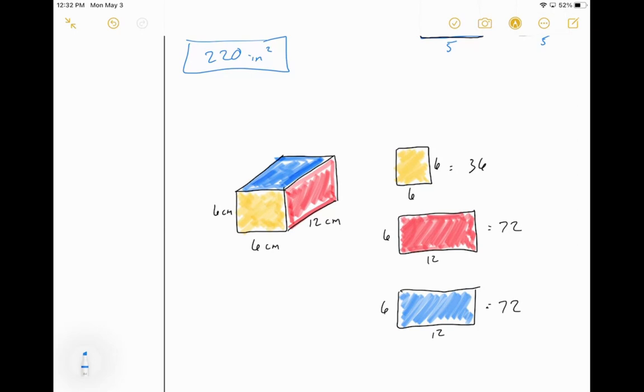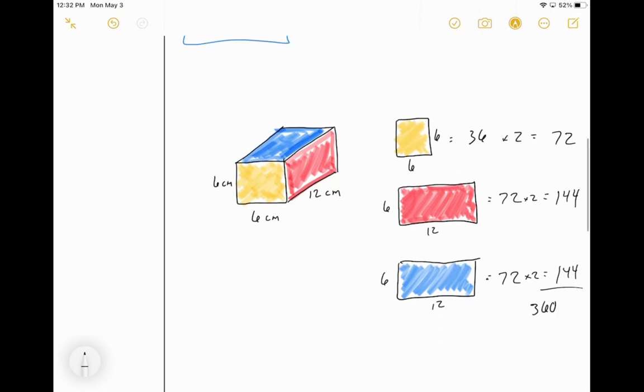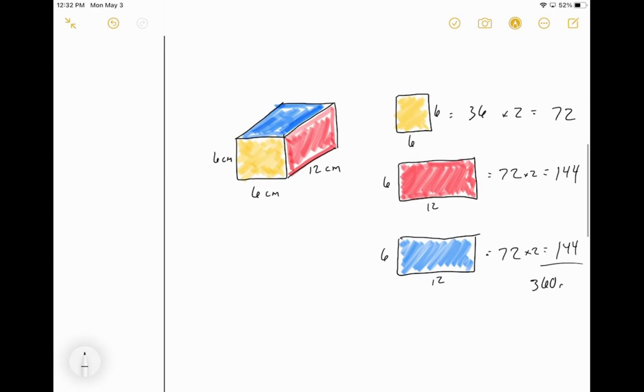So let's add up all those. 144 plus 144 plus 72, and I should get 360 centimeters cubed or squared. Right, does that make sense? All you're trying to do is find the different sides, and then you're going to add up all the sides. Okay? Add up all the sides.